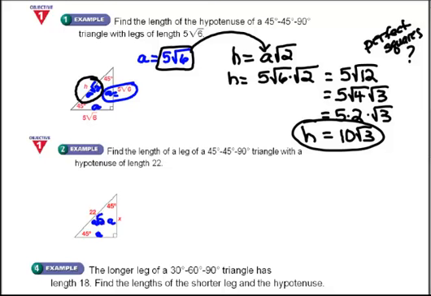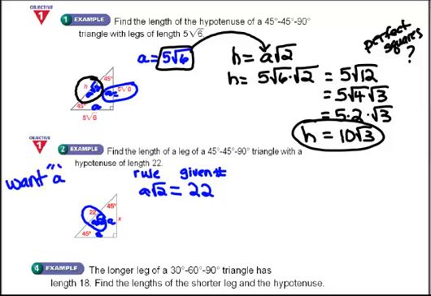Now, what do I know? I'm given this number. I know A square roots of 2 is equal to 22. I set my rule equal to the number that's given to me. This is the rule, and this is the given number. We're going to solve this for A. I always want A, because that's the rule. So to get A by itself, I have to divide by the square root of 2.